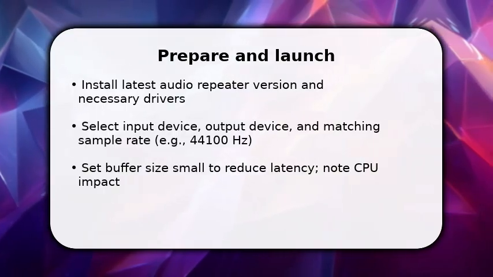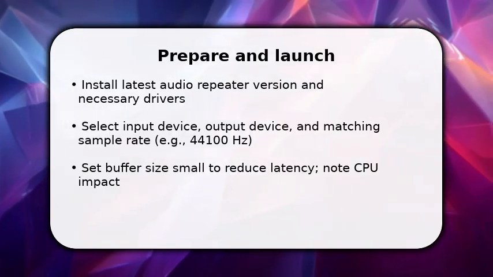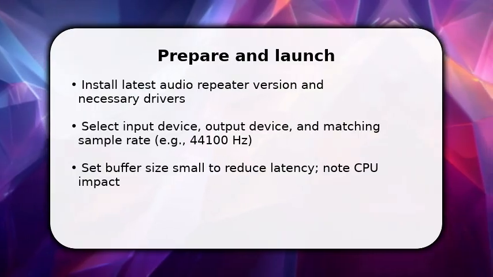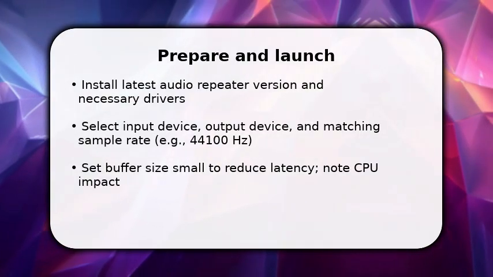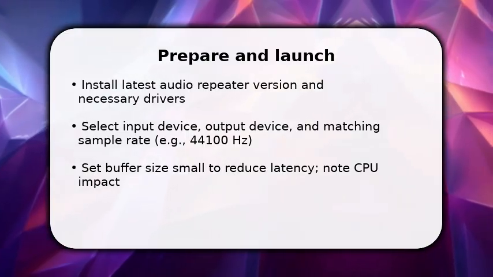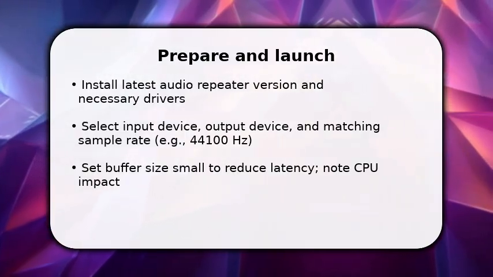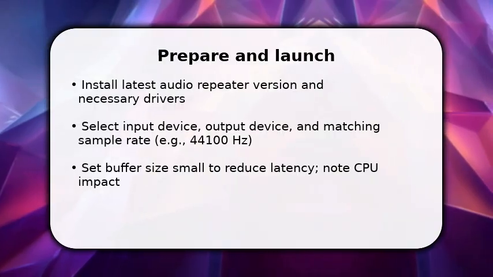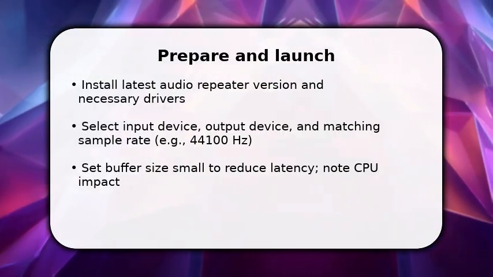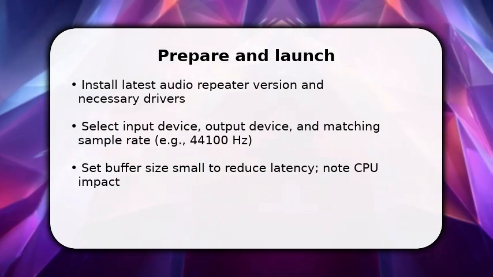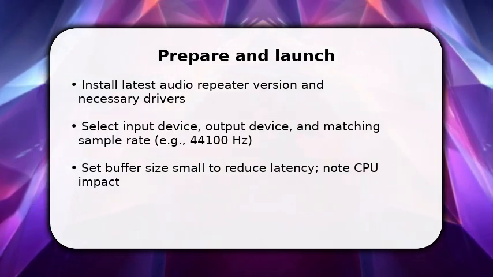Set the sample rate to match your system, for example 44,100 Hz, because mismatched rates cause glitches. Then pick a buffer size. Smaller buffers lower latency but raise CPU load. Once done, enable monitoring so you can hear output and verify the signal path works before moving to routing.